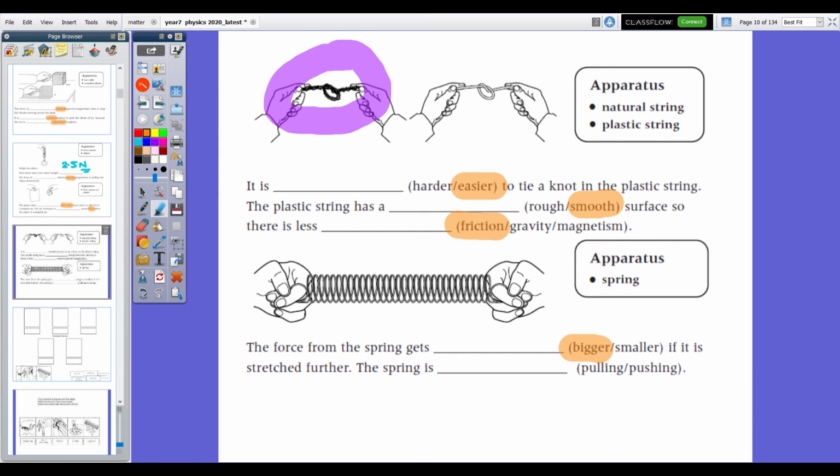The spring is actually not doing any pushing. If you're pulling the spring apart, it's doing some pulling in together. It's not pushing, it's pulling your fingers in together, isn't it, if you want to pull them apart.